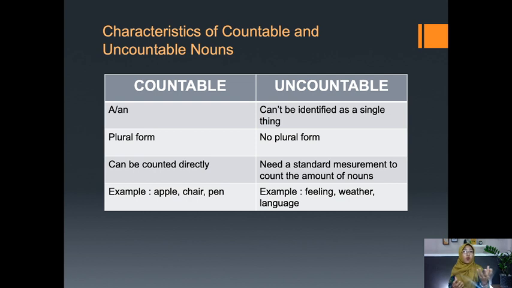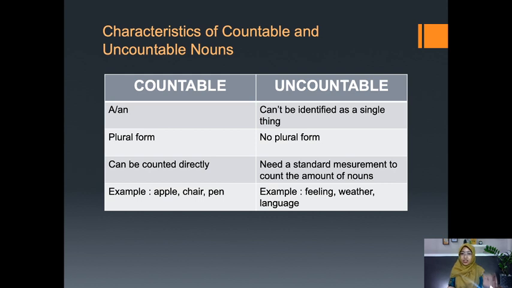If apple, I can see 1 apple, 2 apples because I can count it directly. 1 chair, 2 chairs, because I can see there are 2 chairs, there is 1 chair. But it is different with uncountable. I don't know, in a bowl full of rice, how many rice there are in the bowl. But when I measure it, I will know, oh, this is a kilo. Oh, this is half a kilo of rice.